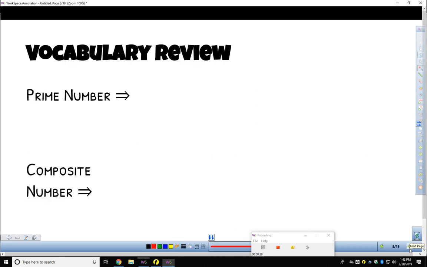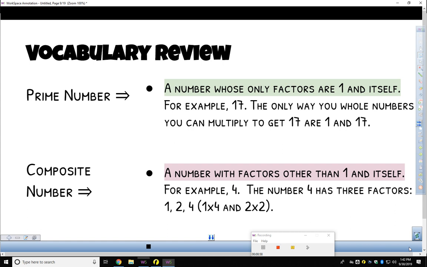So, just a general vocabulary review. When we talk about prime numbers or composite numbers, you won't hear the word composite number a lot. Just know that it is related to a prime number. So what do you think they are? If you had said that a prime number is a number whose only factors are 1 and itself, you'd be correct. For example, 17.